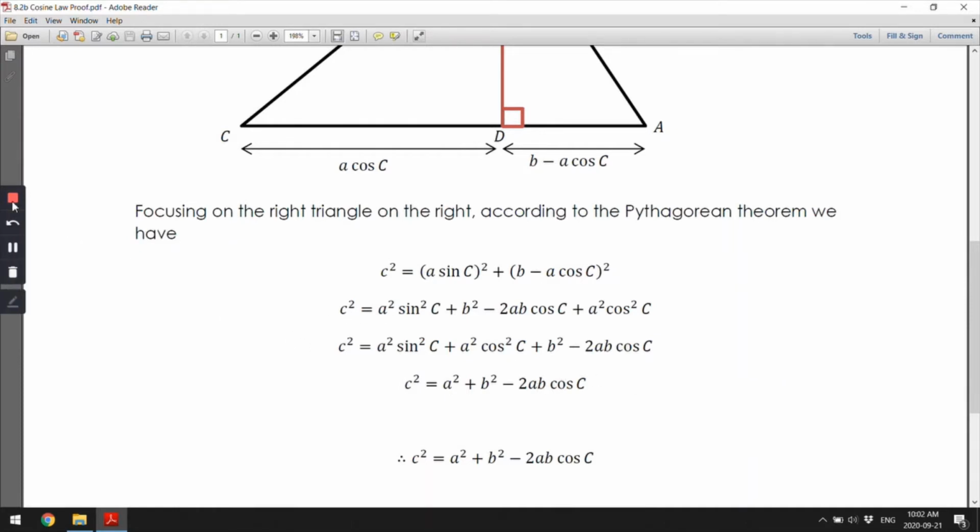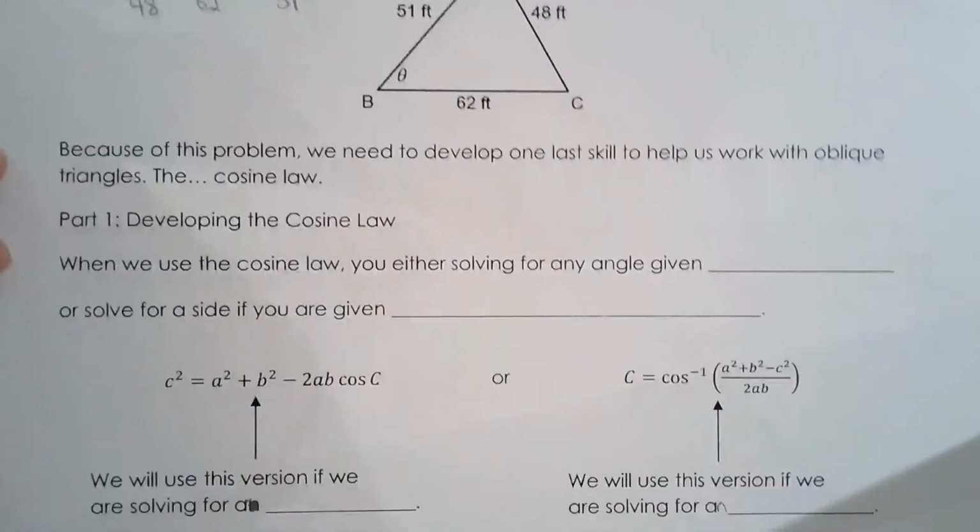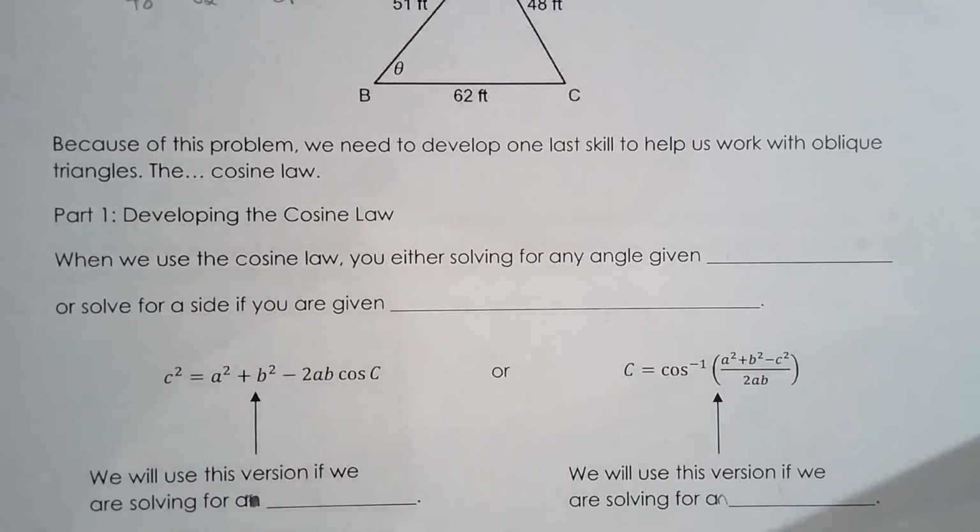Okay, so hopefully the cosine law proof made perfect sense. You can review it again if you want. But now we are going to just make sure we know when to use the cosine law.